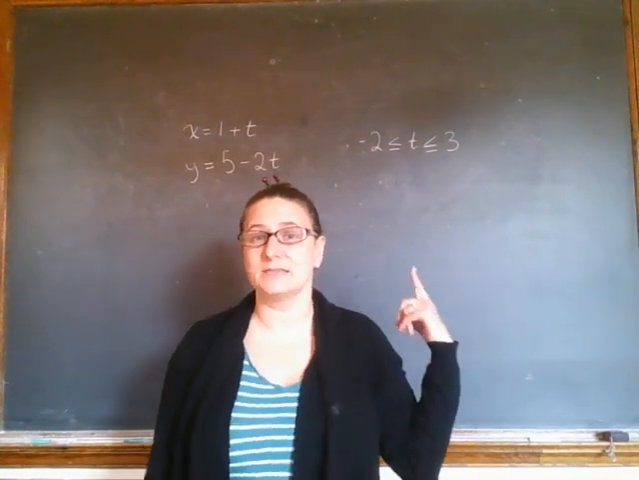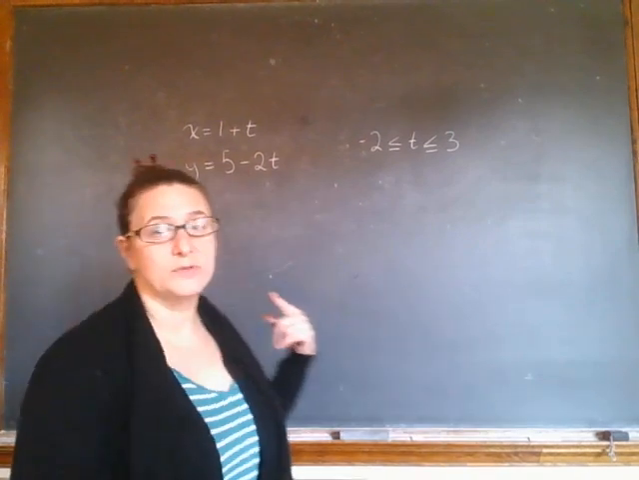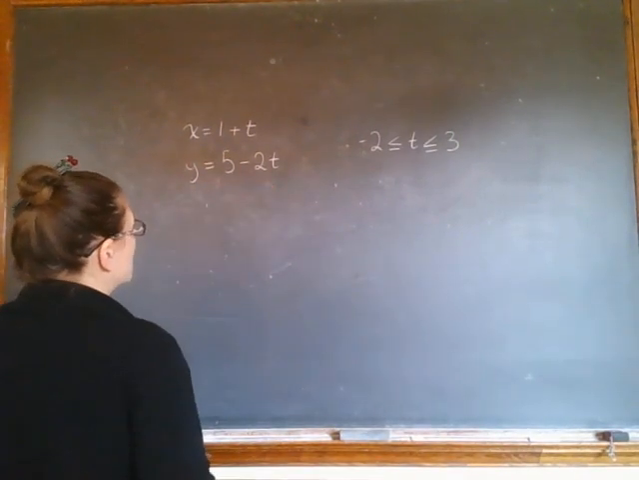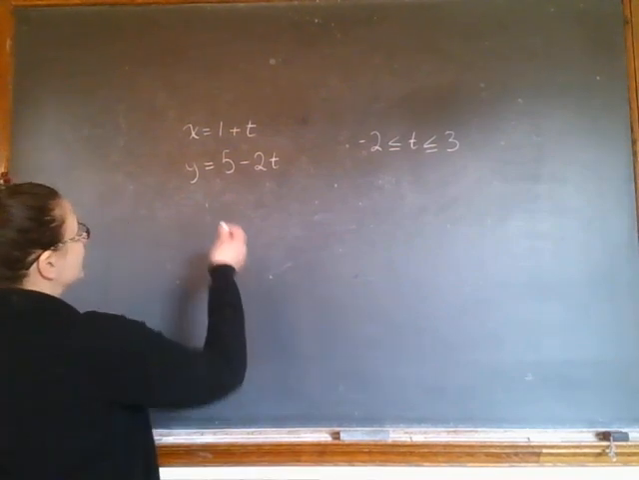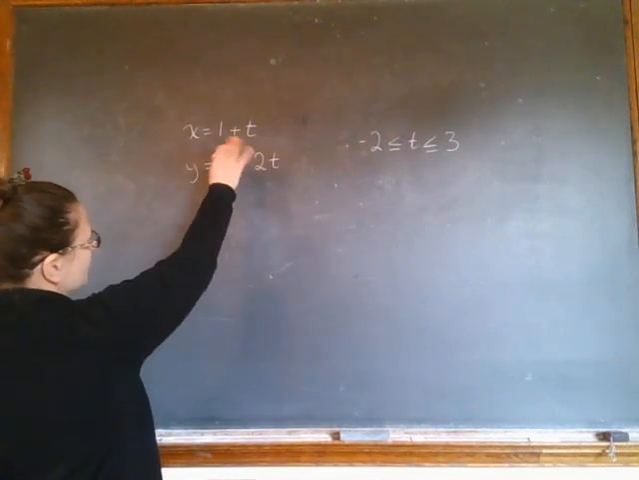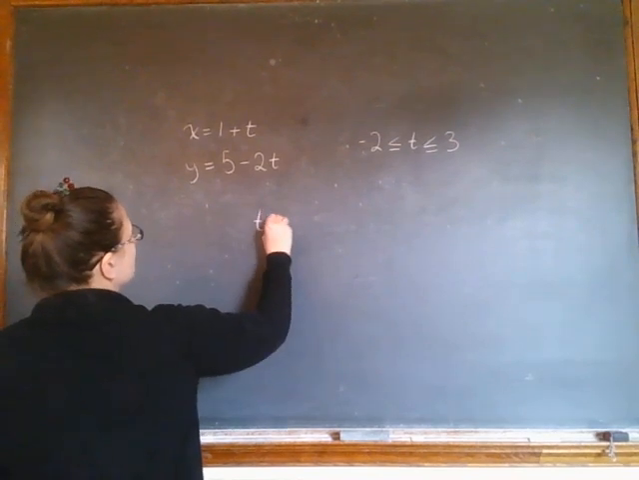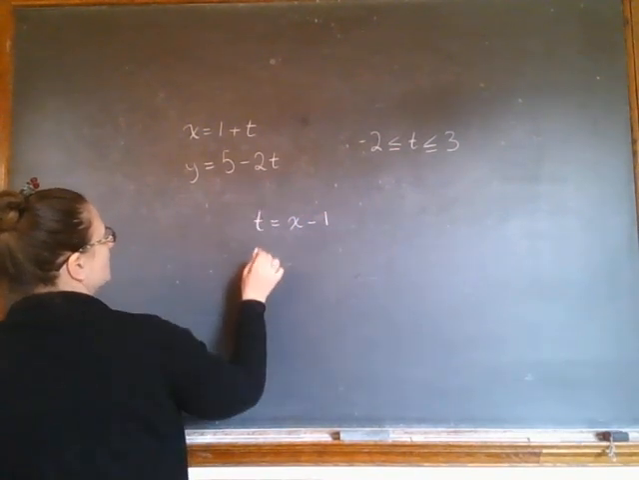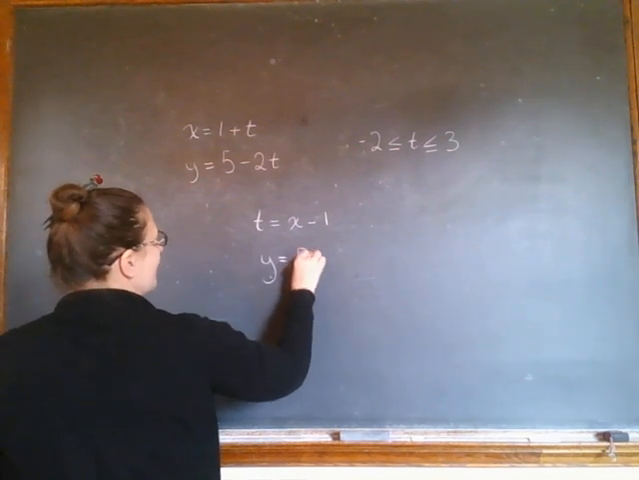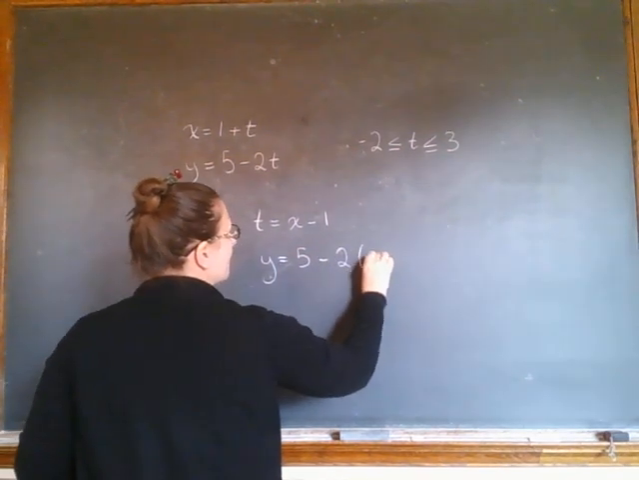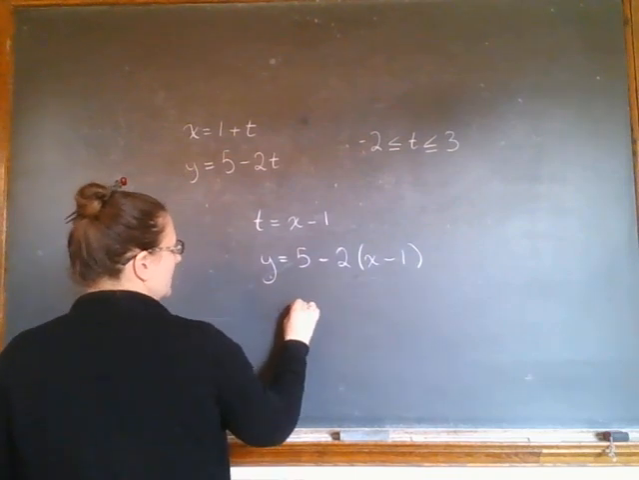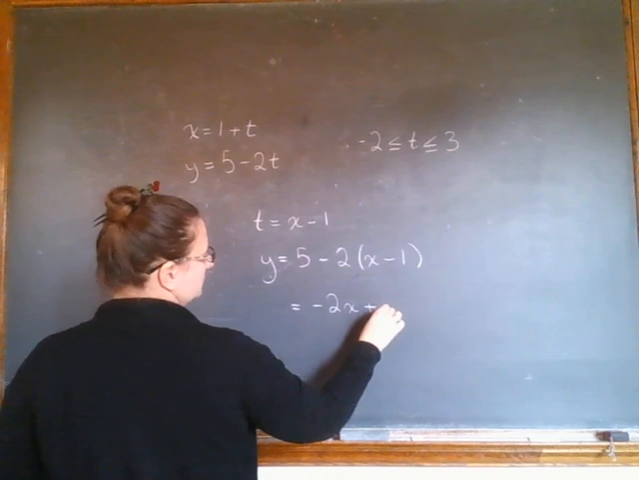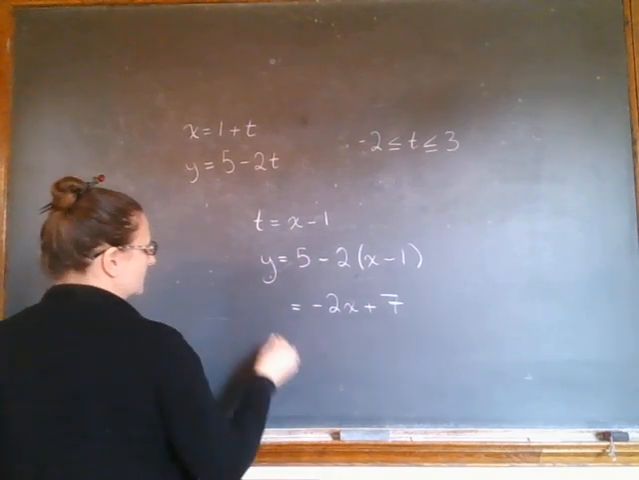Starting with our easiest example here, and we know this is a line, okay, because everything is linear. So the easiest thing for me to do is to solve for t in terms of x, right? So t equals x minus 1, and then I'm just going to substitute that back into here. And then I basically get minus 2x plus 7, okay?